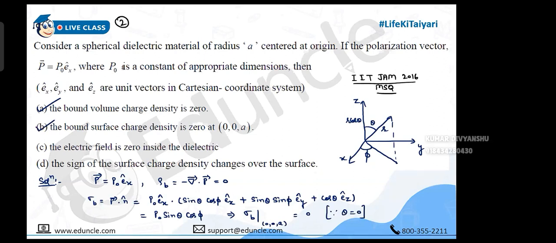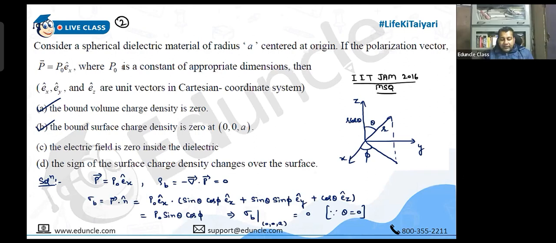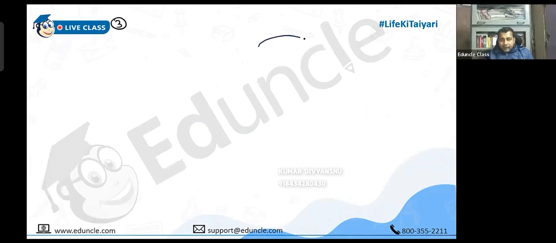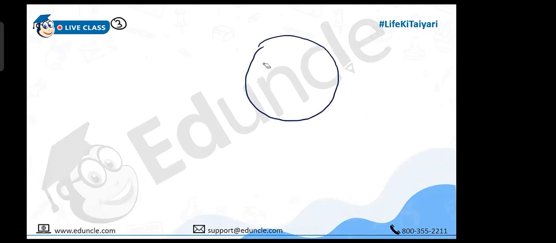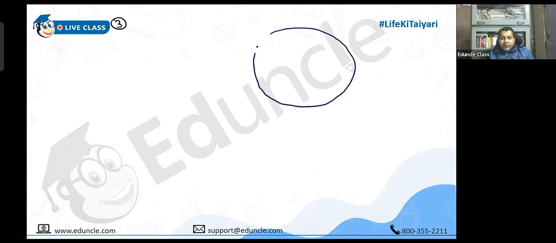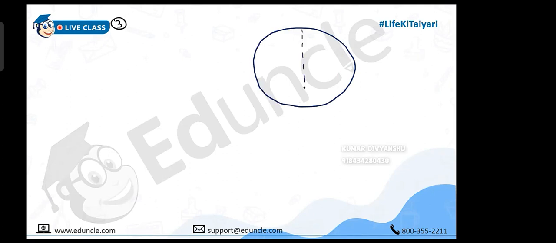And what about the electric field inside the dielectric? Obviously that is non-zero, na? No, that's not zero. How? Sir, this sigma b is varying. Yes, absolutely. Otherwise also in a dielectric there is polarization, na? So because of polarization, we have seen in our 12th class that there is an electric field inside the capacitor, na? So that is a dielectric. So in the dielectric there is an electric field.